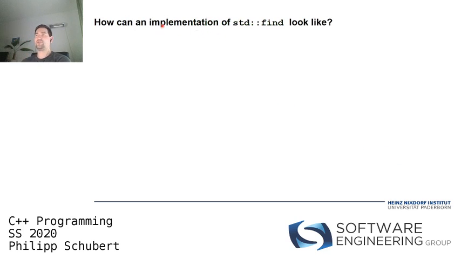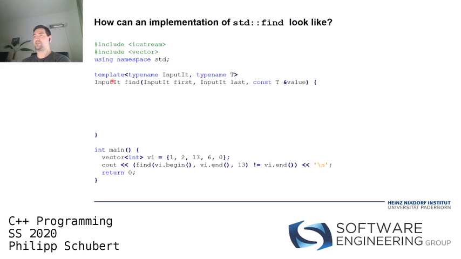And let's see how one could implement such an algorithm here. So this is basically how an implementation of std::find looks, or could look. You could have some input iterator type, and you have some type of the element you wish to find. So the find function gets two input iterators, first and last. Basically, that's the range in which it should try to find an element. Here you give a const ref T to the value it should find. And if it finds something, you return the input iterator.